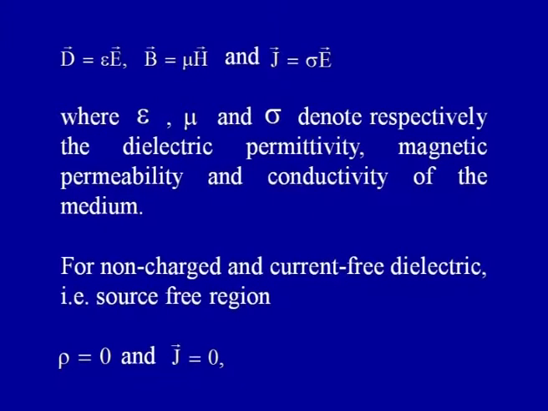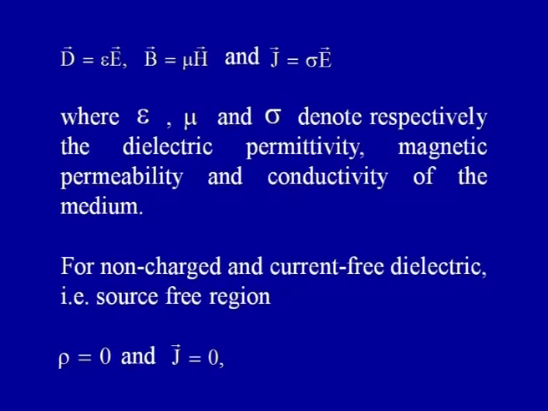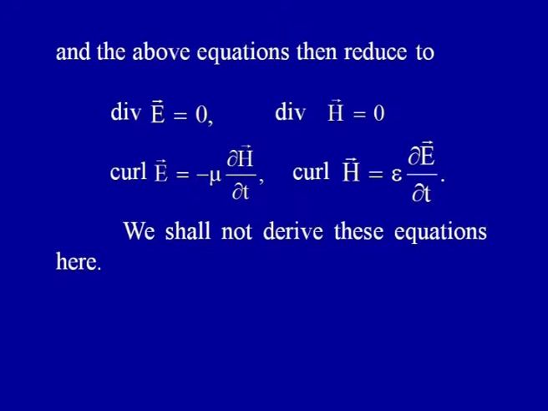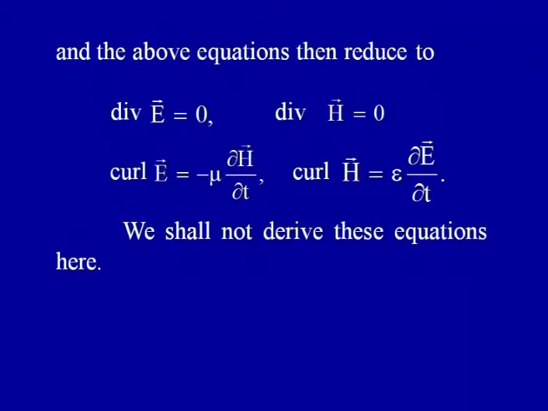For a linear, isotropic and homogeneous medium, these quantities D, B and J are given by D is equal to ε times E, B is equal to μ times H, J equal to σ times E, where ε, μ and σ denote respectively the dielectric permittivity, magnetic permeability and conductivity of the medium. For a non-charged and current free dielectric, that is a source free region, where ρ is equal to 0 and J is also equal to 0, the above equations reduce to divergence of E equal to 0, divergence of H equal to 0, curl of E equal to −μ ∂H/∂t, and curl of H equal to ε ∂E/∂t.